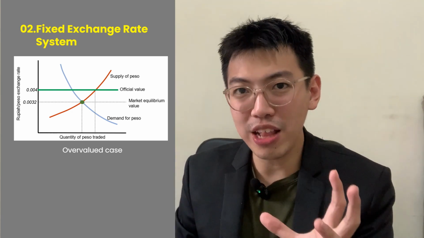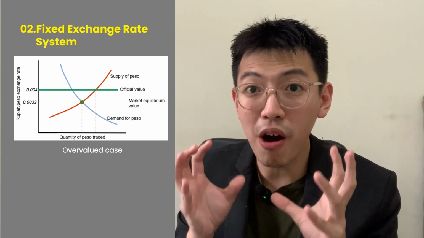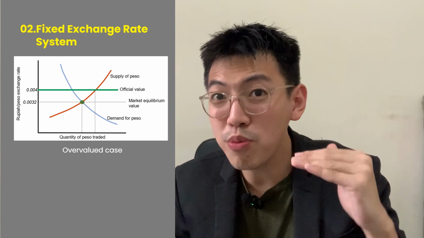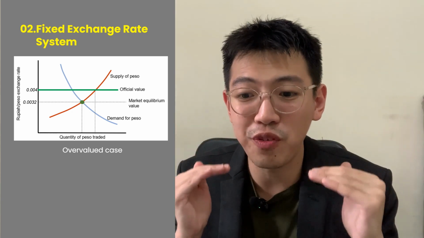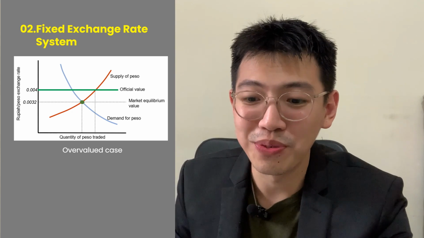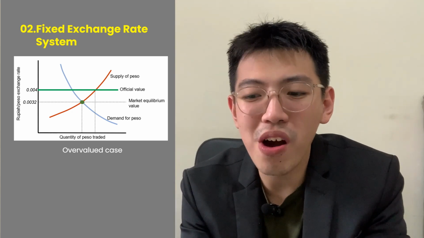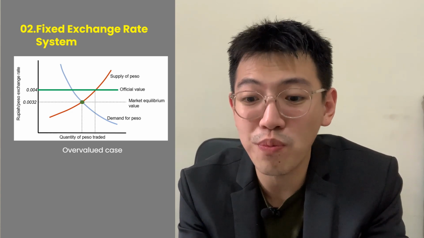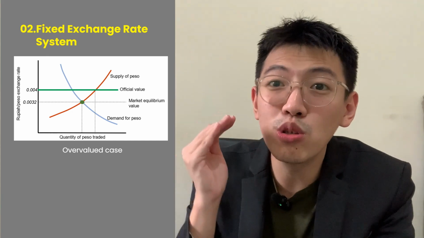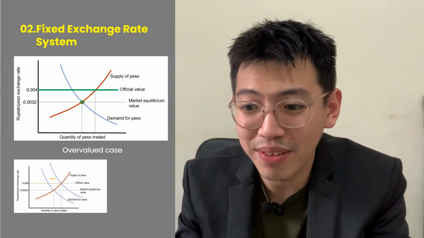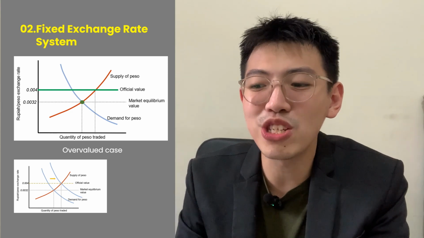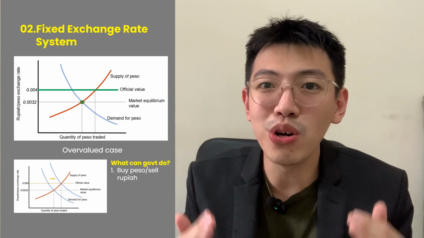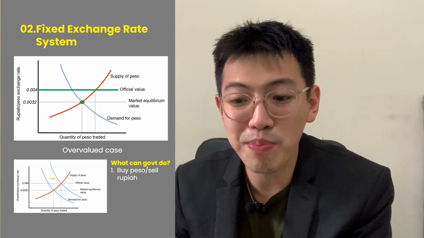If the official value is not the same with the equilibrium point, it means the government needs to do something to make equilibrium point equals to the official value. What could the government do? The first one is if the government wants the value to be fixed at 1 peso equals to 0.004 rupiah, the government needs to shift the demand to the right. It means the government needs to buy peso and make the equilibrium point 1 peso equals to 0.004 rupiah.